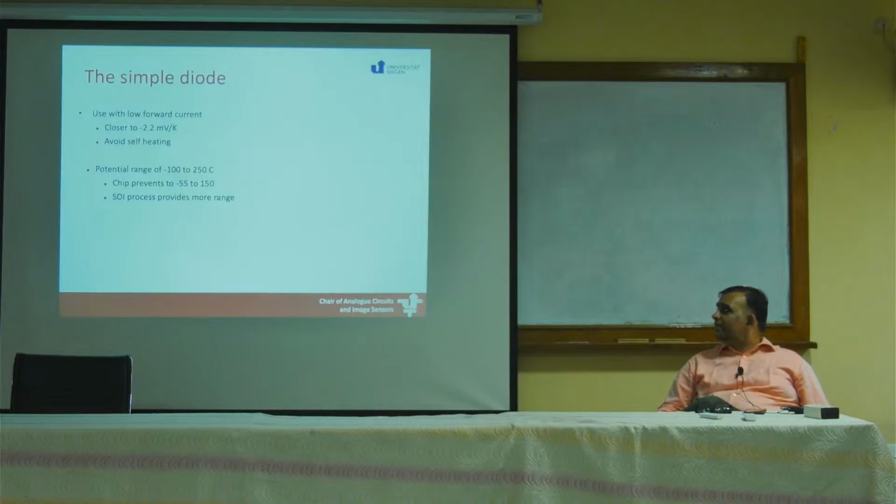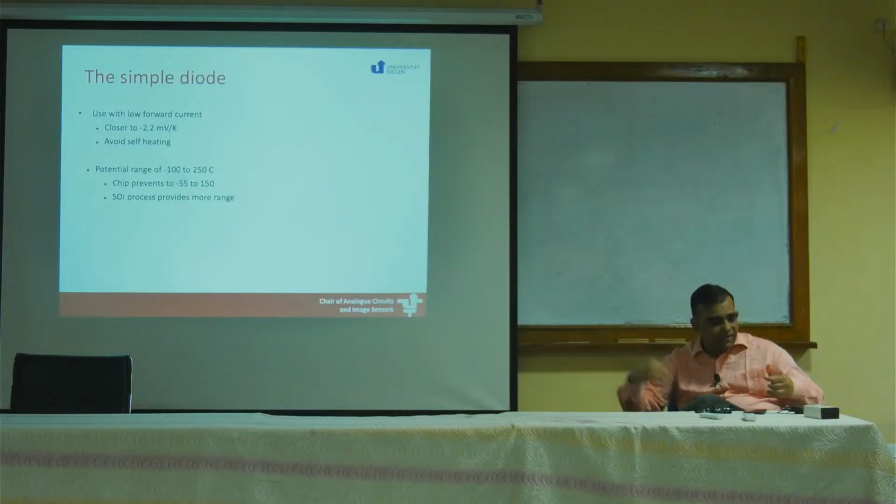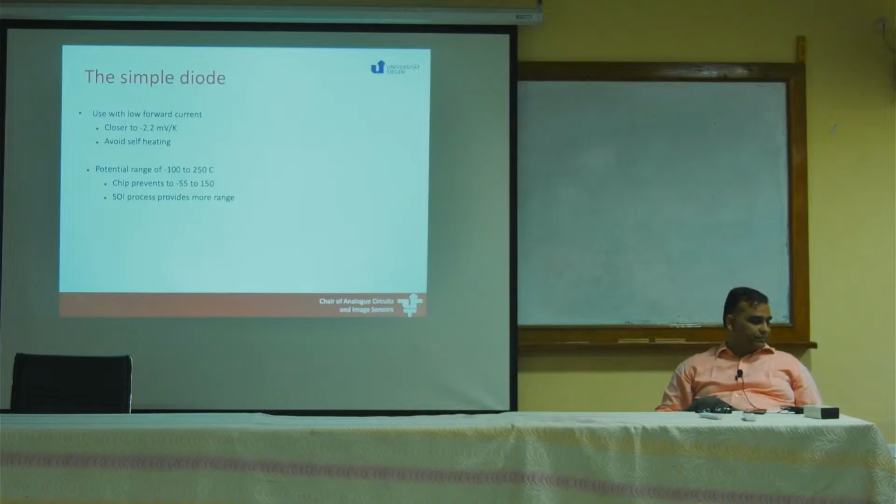Now a simple diode can be used as a temperature sensor if you have a low forward current. It can be used, but you need to worry about avoiding self-heating, because in forward bias the current exponentially rises very, very quickly. If it rises too quickly, it will self-heat the diode, and if it self-heats the diode, it produces more electron hole pairs, which then produces further current. Now this could possibly be used to measure ranges of -100 to 250 degrees Celsius.